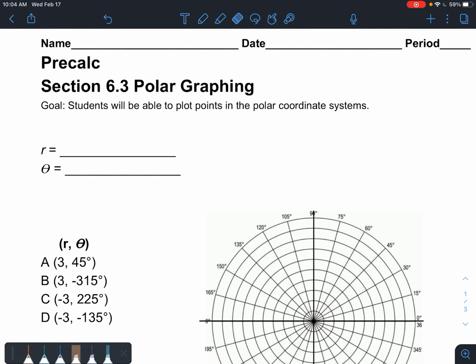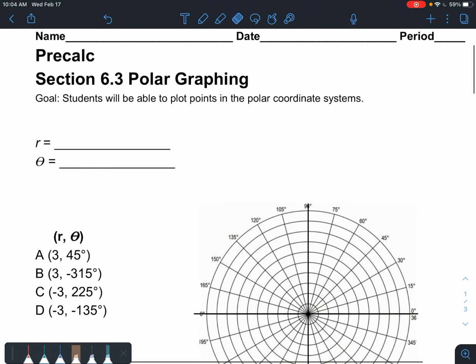We were introduced to polar graphing when we made our Valentine's Day cards, but now we're going to plot points ourselves. When we're polar graphing, we talk about points in terms of r and theta, instead of x and y. R is going to be our radius, where each circle is +1, so this will be 0, 1, 2 on that radius. And then theta is our angle.